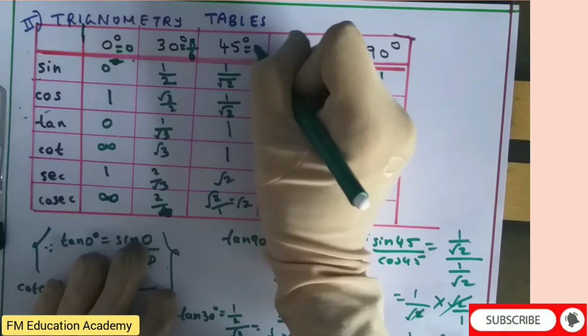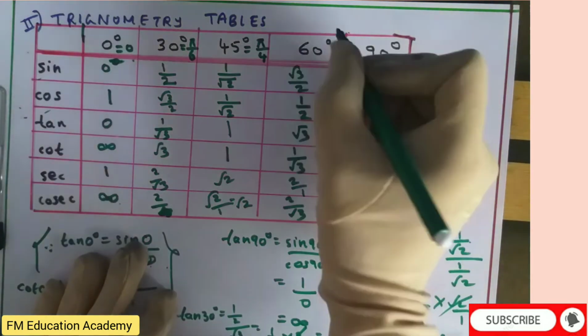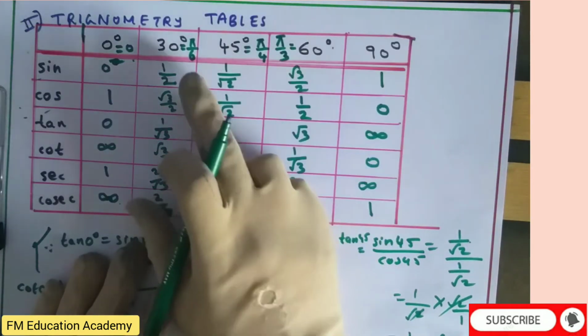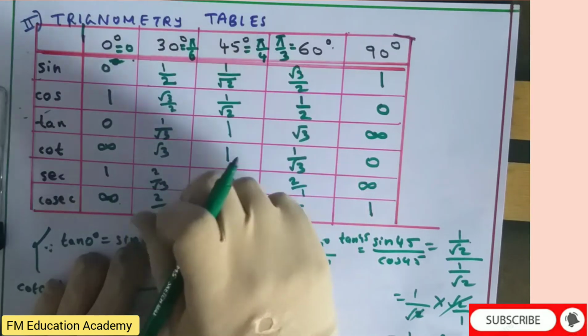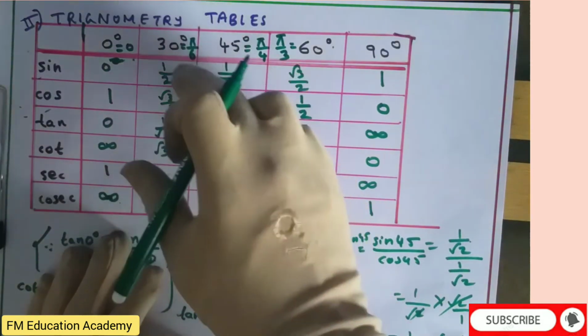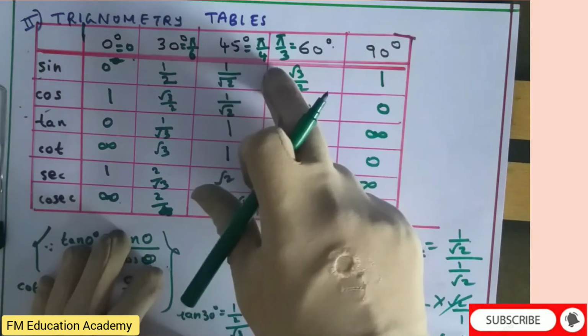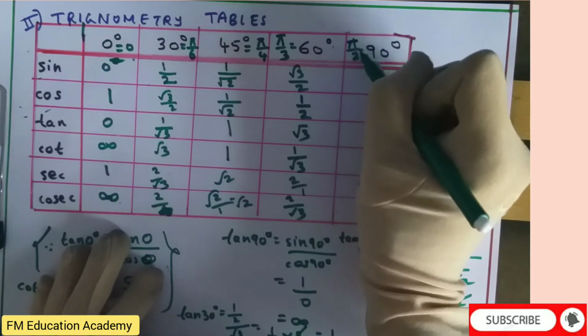Similarly, 45 degrees can be written as pi by 4. And what about 60 degrees? 60 degrees can be written as pi by 3. See, these denominators are decreasing: 6, 4, 3. You can remember it like this. But if you divide, you should get 30 degrees. Here, 180 by 4 is 45 degrees, and 180 by 3 is 60 degrees. What about 90 degrees? Pi by 2, because we know 180 by 2 is 90 degrees.